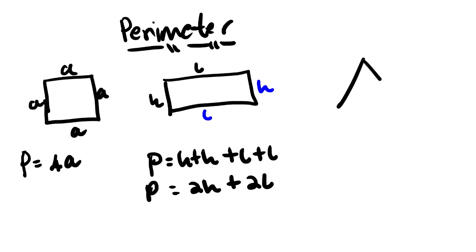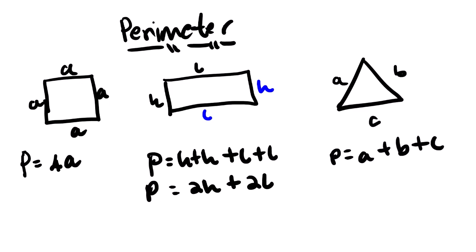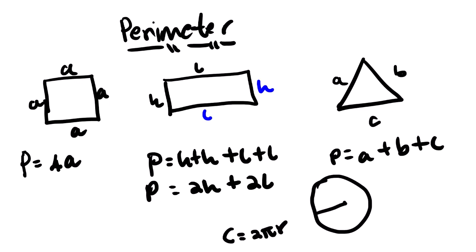And then we have the triangle. The perimeter will be, let's say we have A, B, C, will simply be A plus B plus C. And then for a circle, we said the circumference is equal to 2 pi r. We need the radius of that particular circle. This is very important for the equation, the question that we'll be looking at for today.